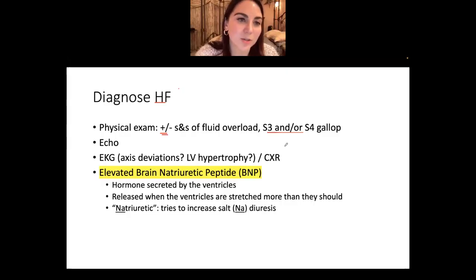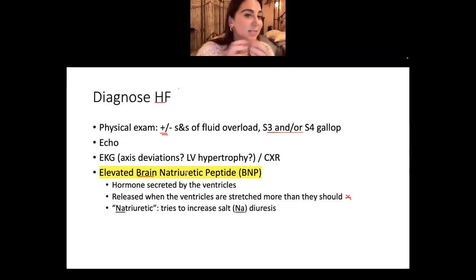But the go-to, this is your diagnostic for heart failure, is BNP, so brain natriuretic peptide. Don't ask me why it's called brain. Well, I'll tell you, it's also in the brain. But BNP gets released from the ventricles. So it's this peptide that gets released from the ventricles, technically is a hormone, and it's going to be released when the ventricles are stretched more than they should. So this is really important because in heart failure, the ventricles stretch more than they should. There's more fluid in the heart than there should be, or there's more pressure in the heart than there should be.